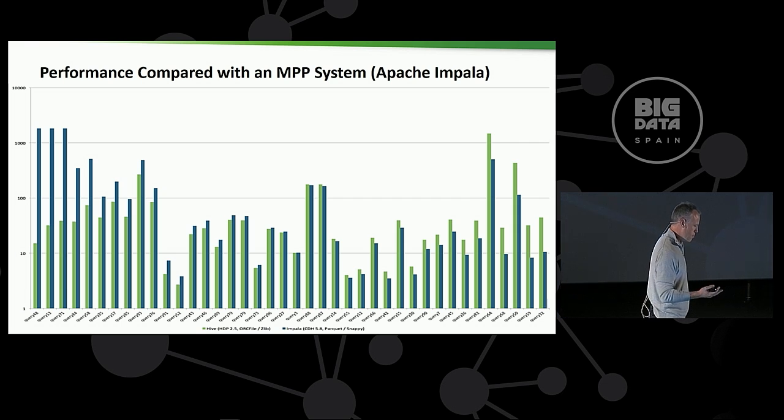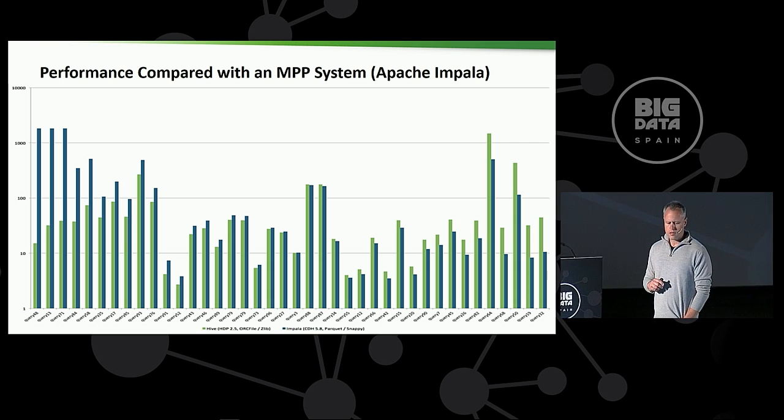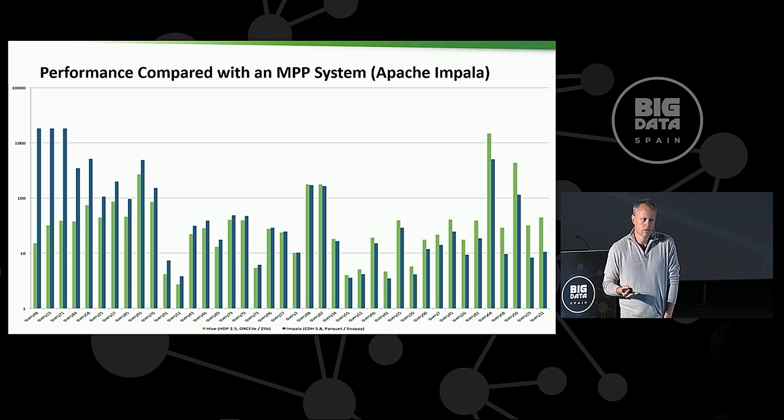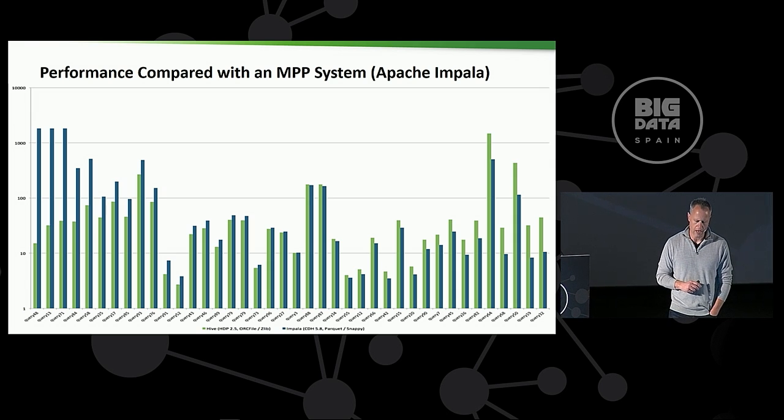We stored it in Parquet, because that's what Impala works well with, and compressed it using Snappy, because our understanding is that that's the fastest way to use Impala. So we tried to be fair and run it as fast in each way. And you see, it kind of came out a wash. About half these queries, Hive is faster. About half these queries, Impala is faster.